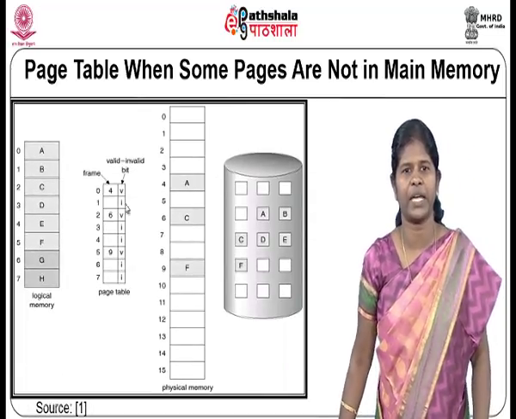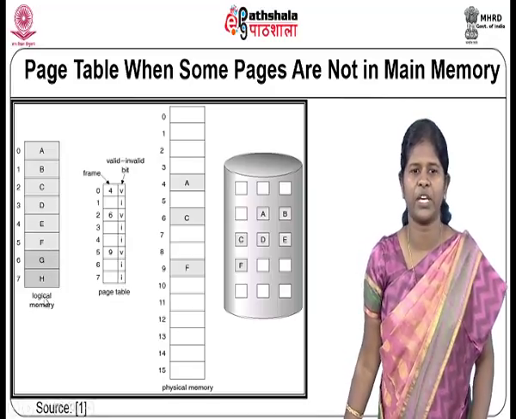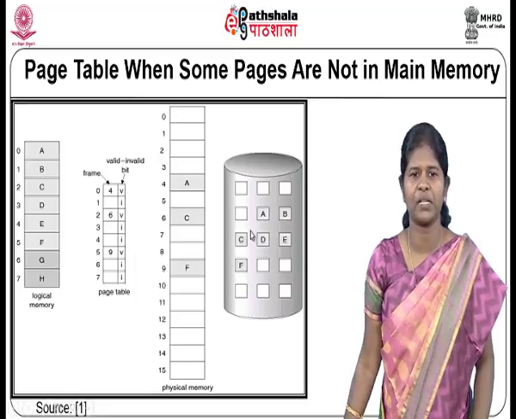So, just look at this example. You have the logical memory where you have 8 pages: A, B, C, D, E, F, G, H. A, B, C, D, E, F are the valid pages; G and H are not valid pages, and they are present in the backing store. Of these 6 valid pages, only 3 pages are kept in the physical memory. The remaining you have only in the backing store.